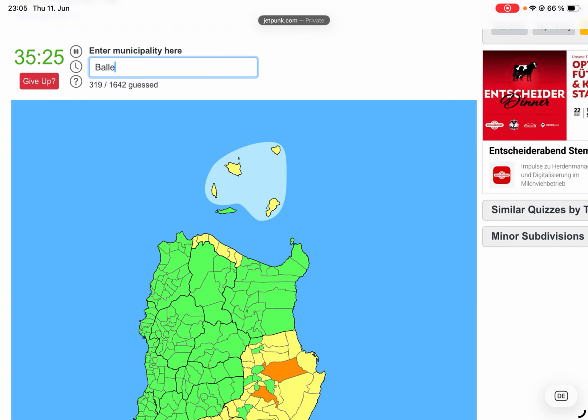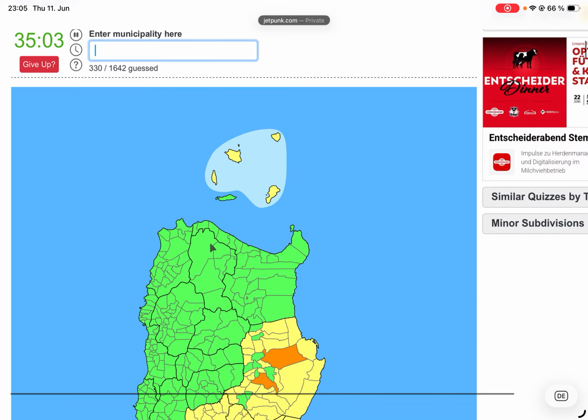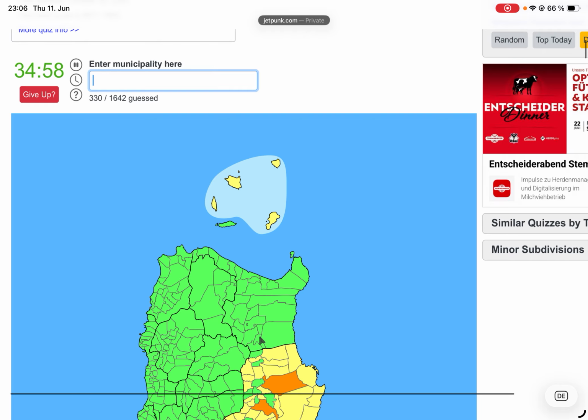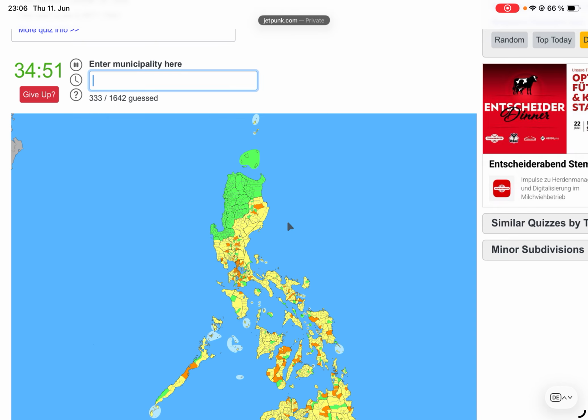Then we have Ballesteros, Abulug. We have Pamplona, Sanchez Mira, Claveria, and Santa Praxedes. All right. And then you have this little island group, which is also officially part of the province of Cagayan. So it's called Calayan. They all have similar names.